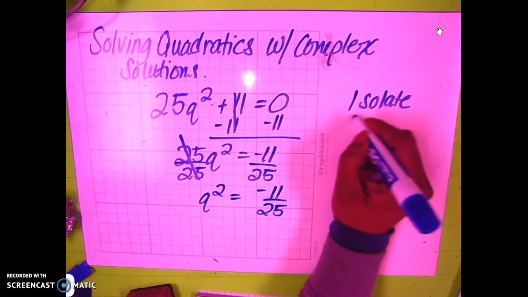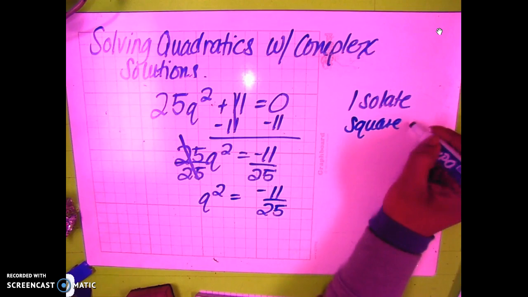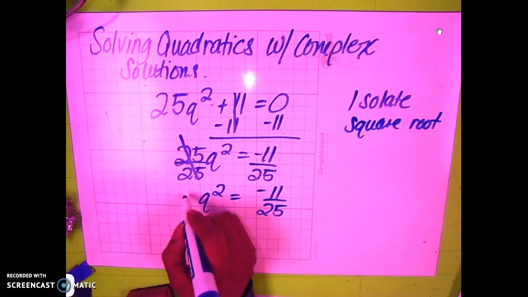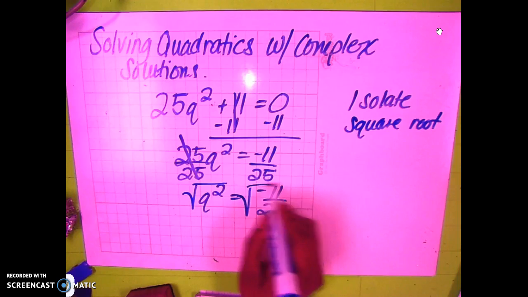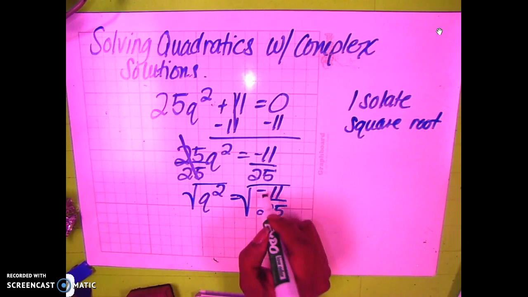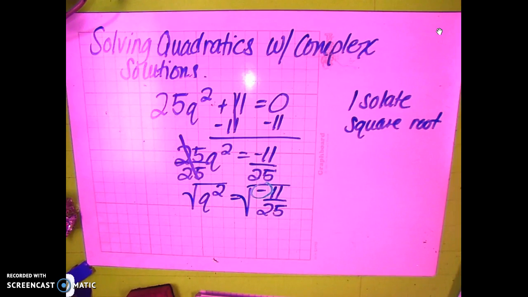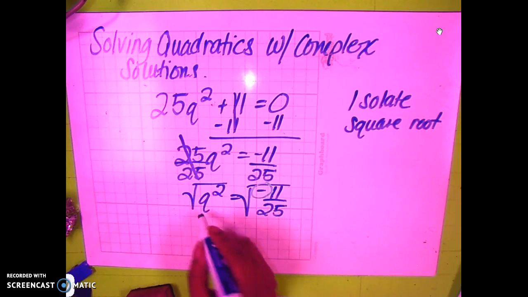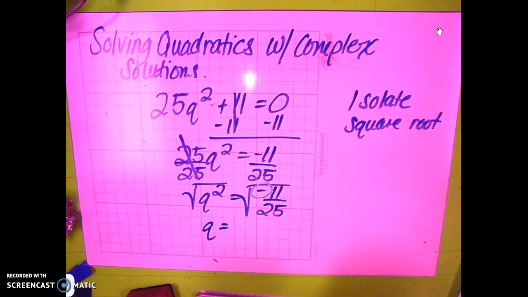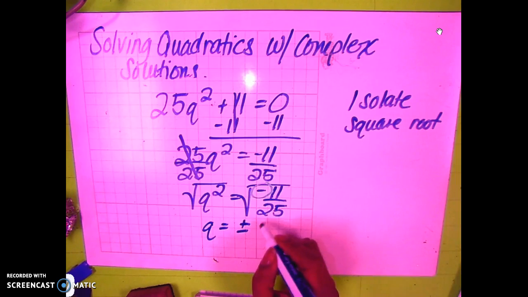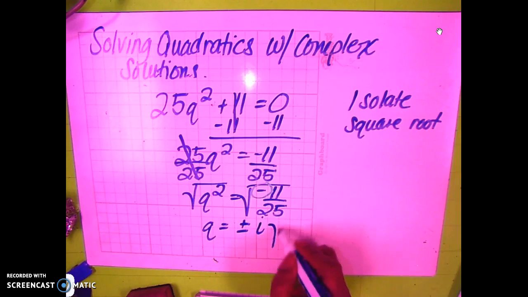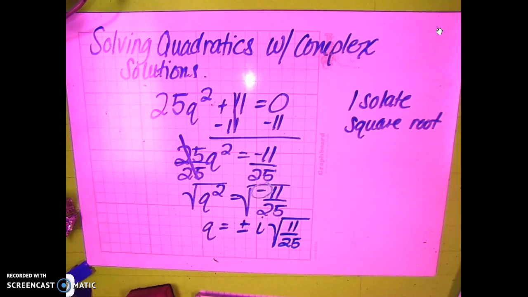Now I need to take the square root of both sides. I see I have a negative radicand, so I'm going to drop the negative sign and put an i on the outside. Now I have the square root of q squared, which is q, and that equals plus or minus i times the square root of 11 over 25. Now I can just find the square root of 11 over 25.